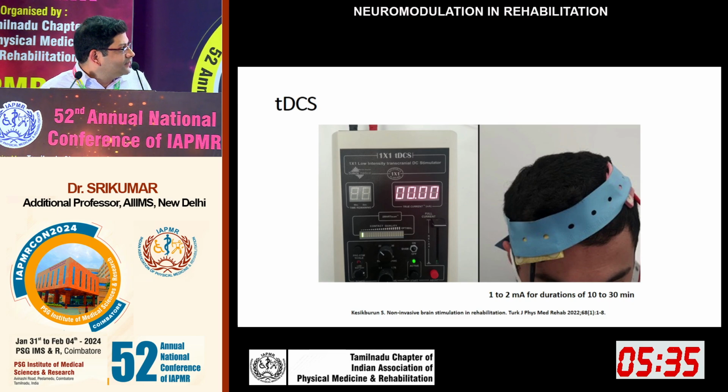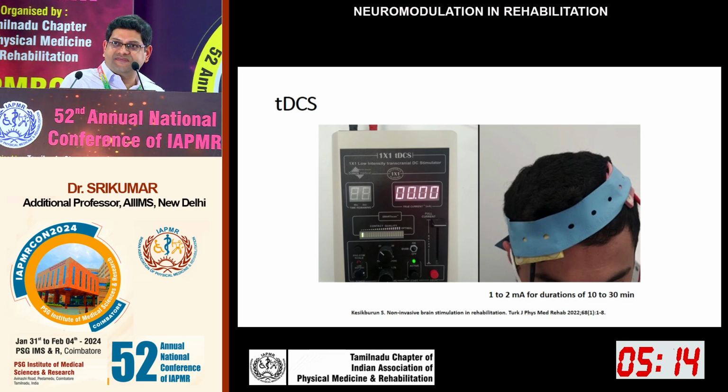And either of them can be changed into the anode or the cathode. Like the anode usually is excitatory and the cathode is inhibitory. And therefore you can change whether you want to stimulate that aspect of the brain or inhibit that aspect of the brain. You can change the direction of the current and thereby give the stimulus. Again, low duration intensity is given, that is around 1 to 2 milliamperes current is passed, again for 25 to 30 minutes.